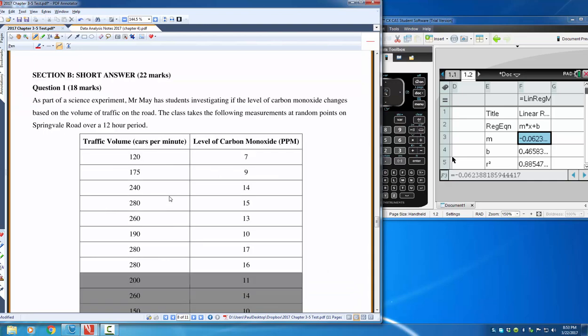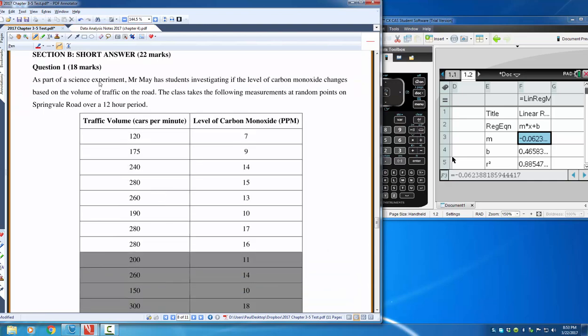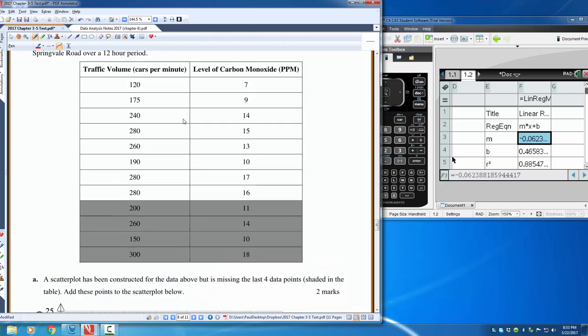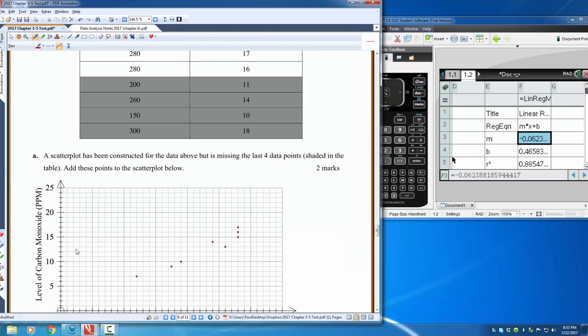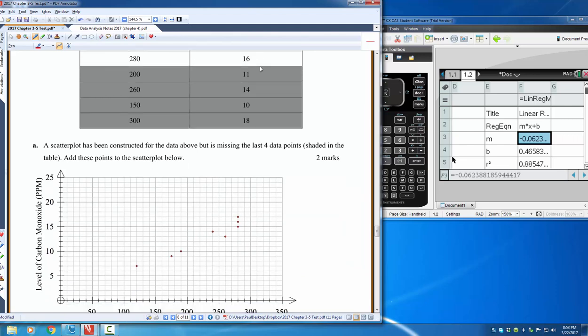multiple choice. Let's go on to short answer. So part of the science experiment, Mr. May is investigating how the level of carbon monoxide changes based on the volume of traffic. Alright, so this one here, what you had to do was construct the scatter plot, add the missing points. Should be no dramas there. Okay, so just look up 11 and 200.